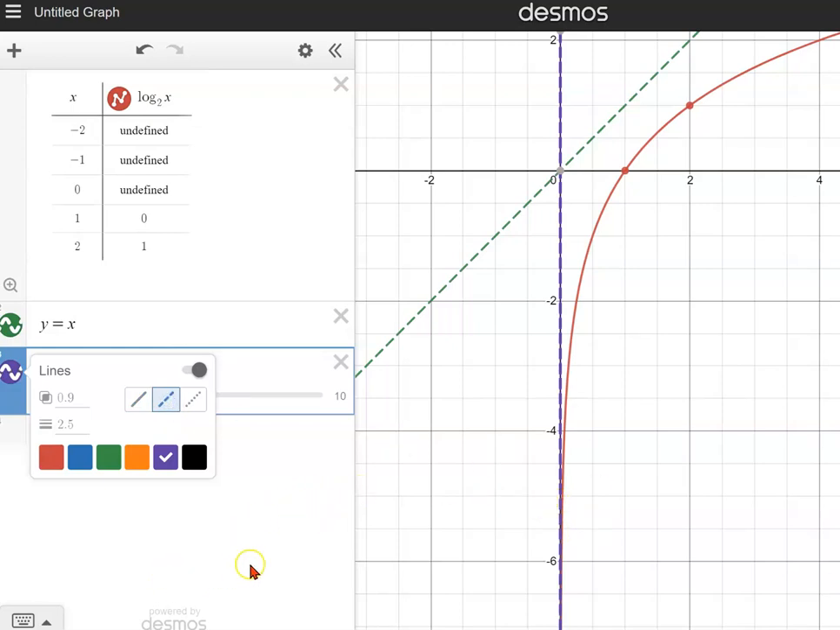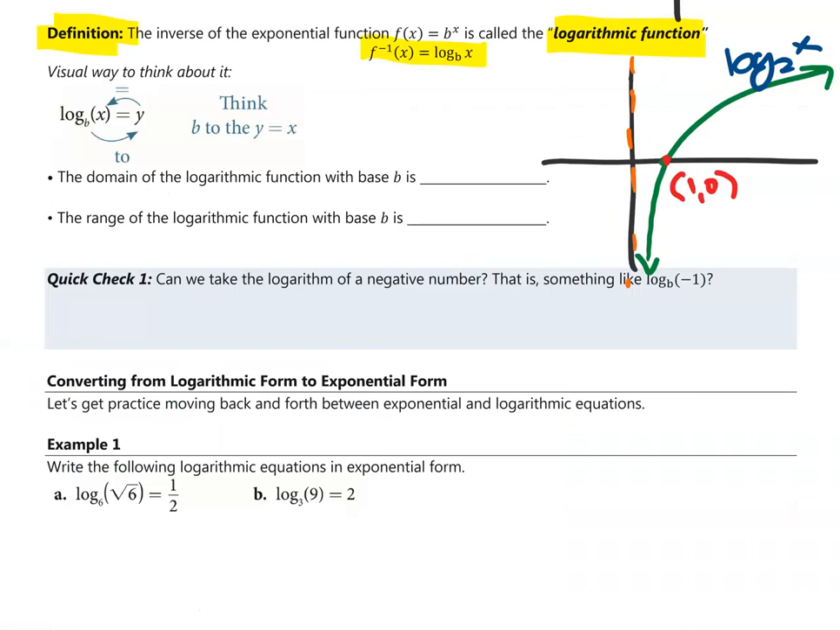What do you think is our domain and range? So this is the graph of log base 2 of x. The domain of the logarithmic function with a base b is, yes, from 0 to infinity, and the range is from negative infinity to positive infinity. Okay, quick check number 1.